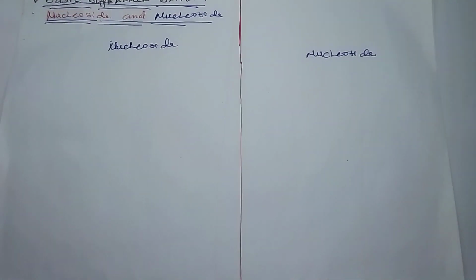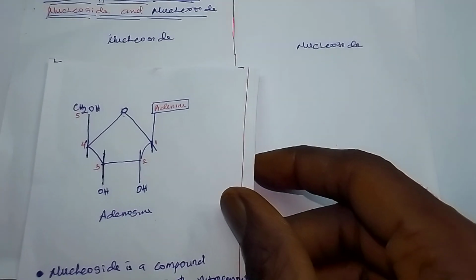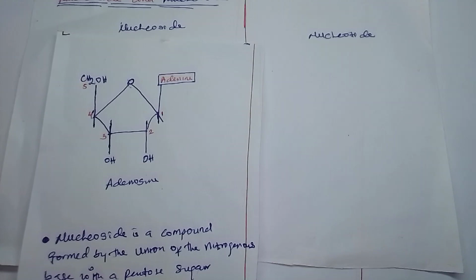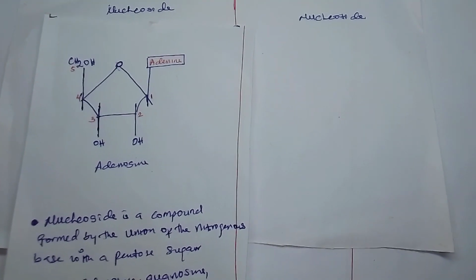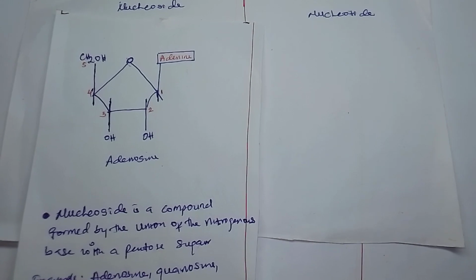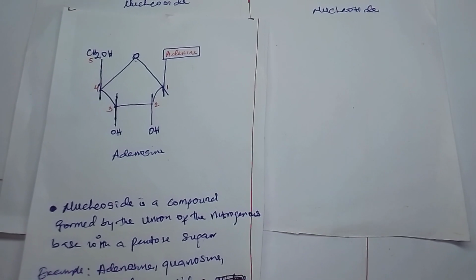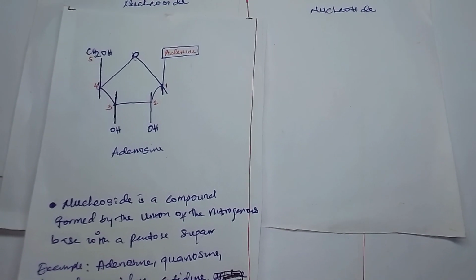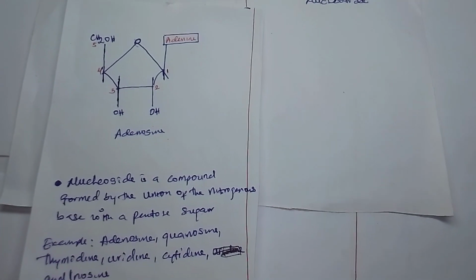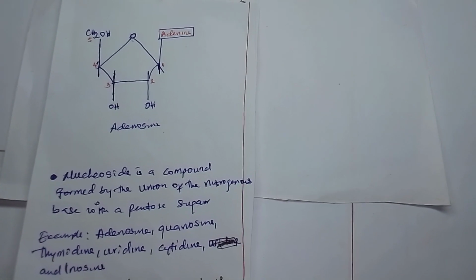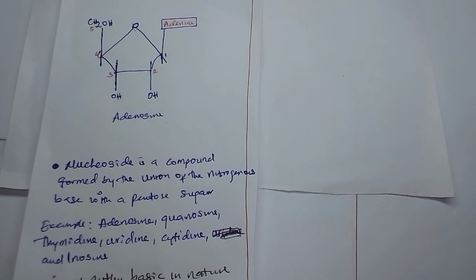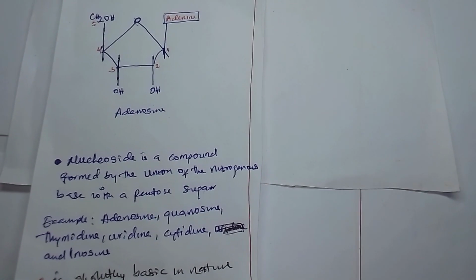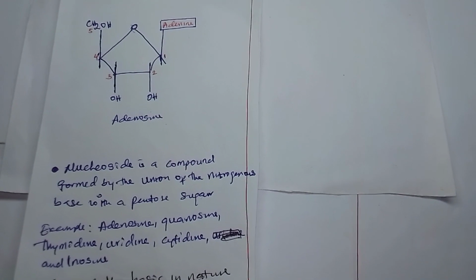Look at this. This is an example of a nucleoside, an adenosine nucleoside. A nucleoside is a compound formed by the union of a nitrogenous base with a pentose sugar. Examples: adenosine, as the one we see there, guanosine, thymidine, uridine, cytidine, and inosine. I would like to talk about the inosine before the end of the video.